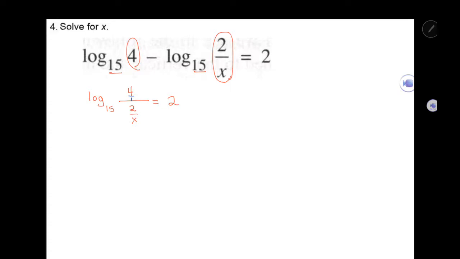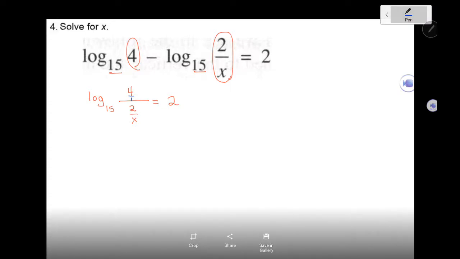Well, I have 4 over 1. That's not much to think about. I know it's a 4. 4 over 1 is the same thing. But the 2 over x, the x is a big deal, so I'm going to take my least common denominator between the 1 and the x. That's x. If I had two different denominators, I'd have to find the common denominator. The least one would be the easiest one.